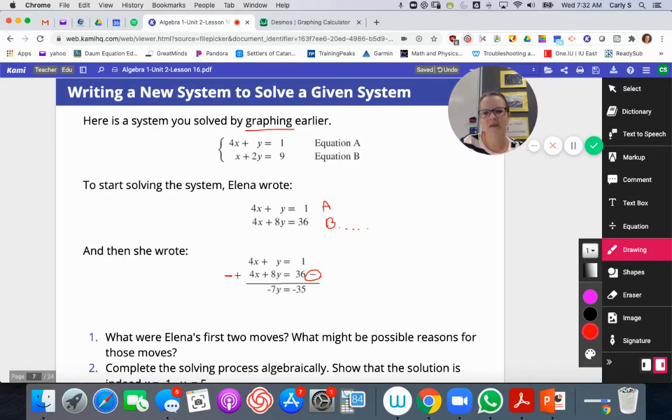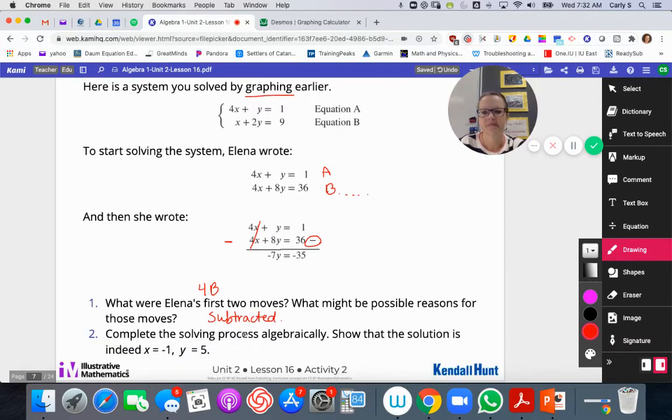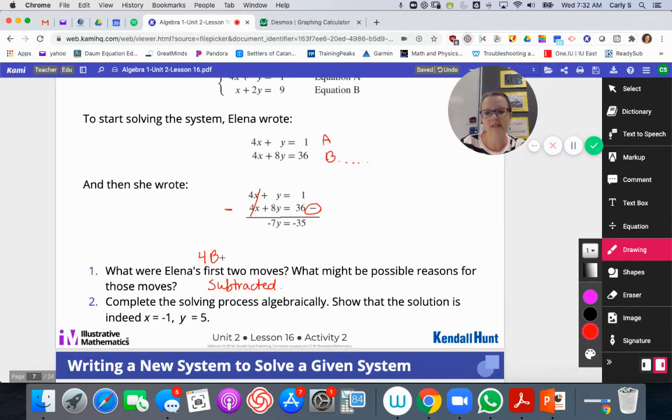Okay, 4x minus 4x cancels. So she subtracted them, and the 4x eliminated. And then y minus 8y is -7y. 1 minus 36 is -35. So her first move was multiply equation B by 4, and then subtracted the equation. So complete solving this process algebraically and show the solution.